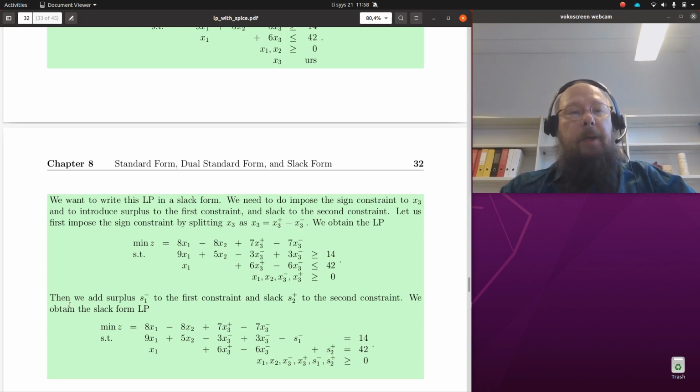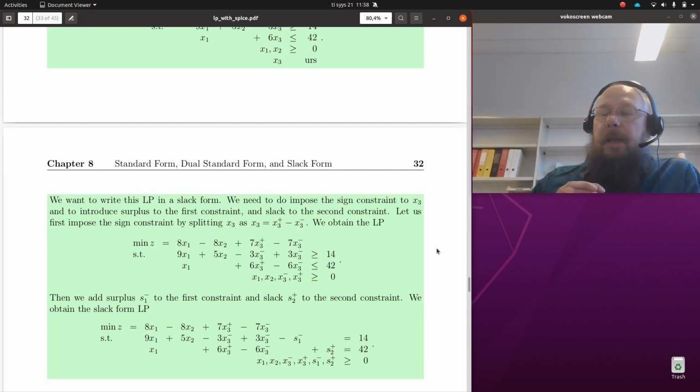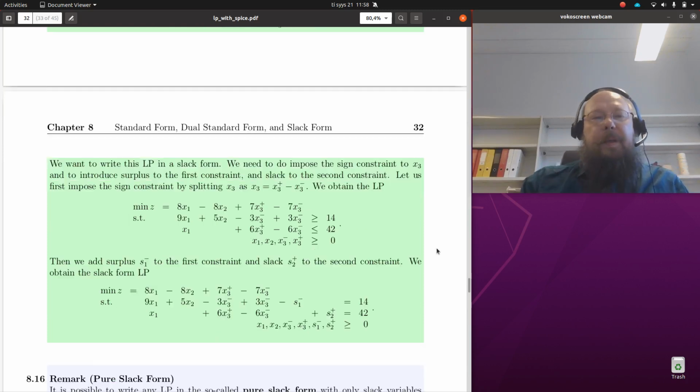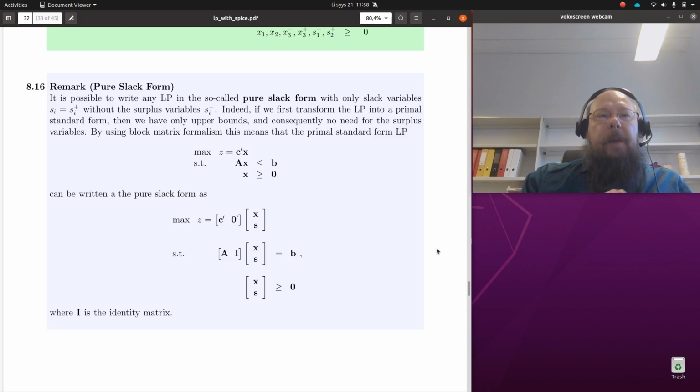All right, so this is how we get a slack form. And yes, I do realize that at this point it's still a bit vague why we want to do something like that, but I hope it becomes relatively clear relatively soon. Okay.